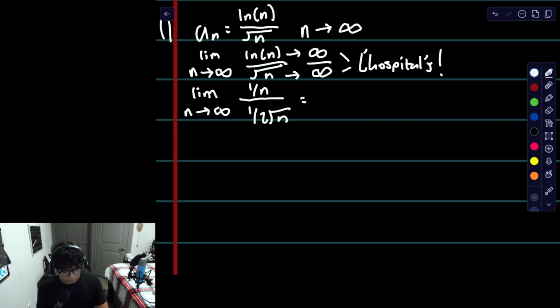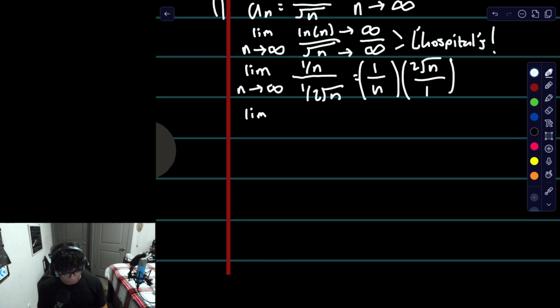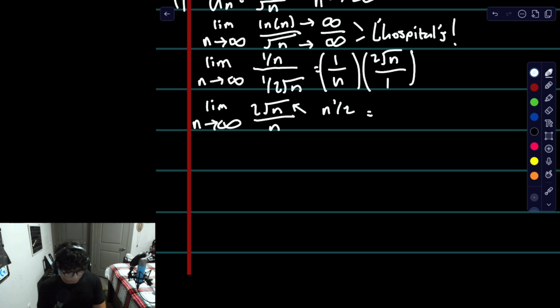And rearranged, this is basically the same thing as 1 over n times 2 times the square root of n over 1. So then the limit of n to infinity becomes 2 times the square root of n over n. Now you can look at this square root of n to be the same thing as n to the 1/2. So this is the same thing as 2 times n to the 1/2 over n.